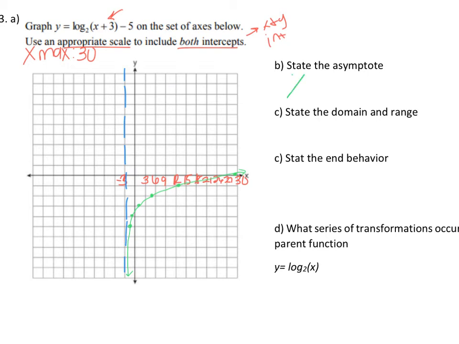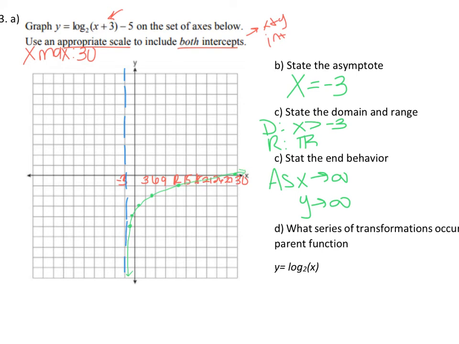Anyways, the asymptote is x equals -3. The domain is x is greater than -3, and the range is always going to be all reals. It's greater than -3 because if you look at the asymptote, the domain will only go to the right. The end behavior is as x goes to infinity, as x goes to the right, y goes to infinity. If you guys look at the graph, this is going up as it goes right.